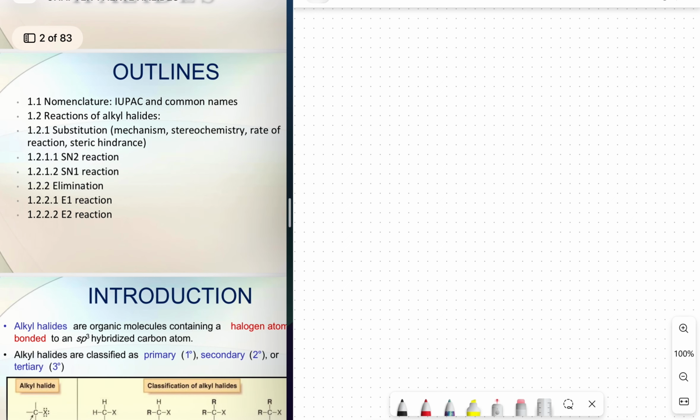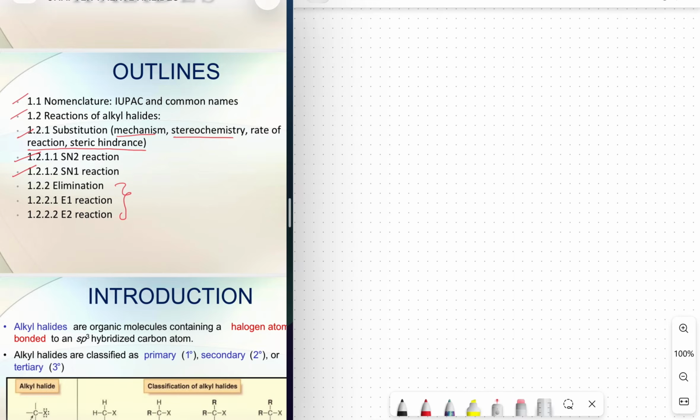Then reactions of alkyl halide, followed by the substitution reactions. Substitution reactions in terms of its mechanism, stereochemistry, rate of reactions, and steric hindrance. Then we will learn the SN1 and SN2 reactions, while the remaining elimination, E1 and E2 reactions, will be covered in week 2.